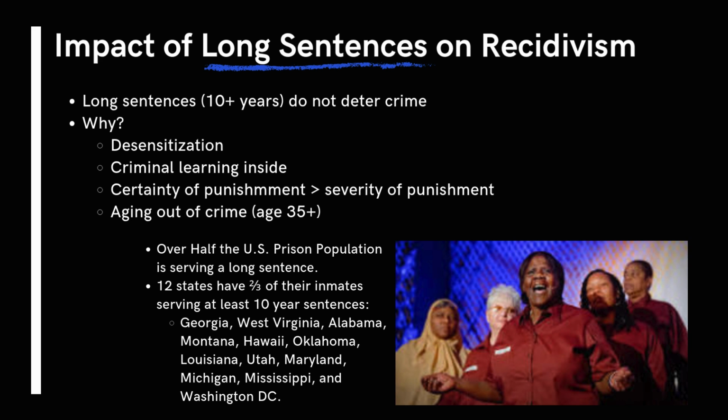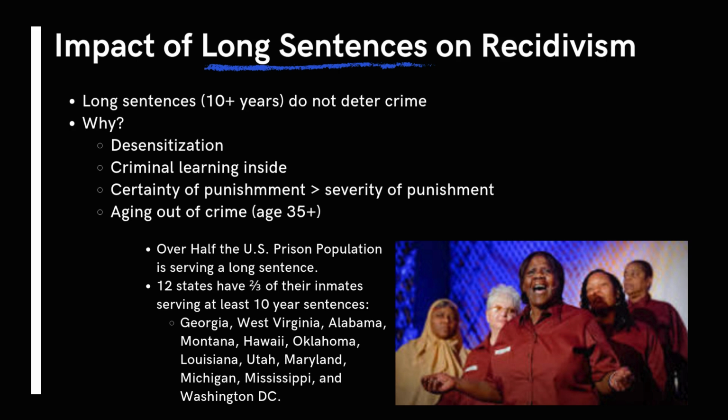And fourth, the research shows that offenders tend to age out of criminal activity by the age of 35, meaning they are less likely to commit crime due to their older age and not because they served a long prison sentence. These statistics are meaningful given the number of inmates serving long prison sentences.